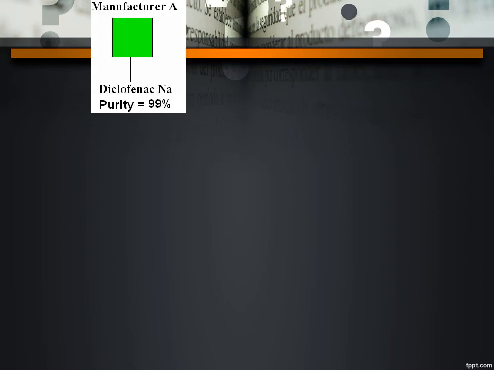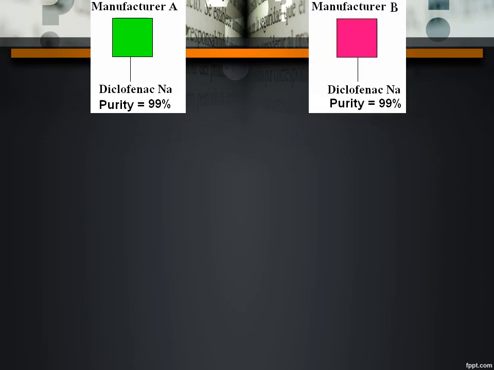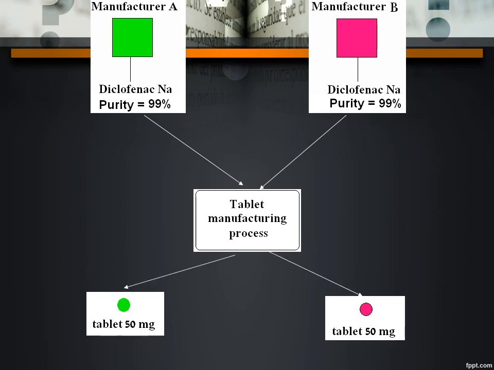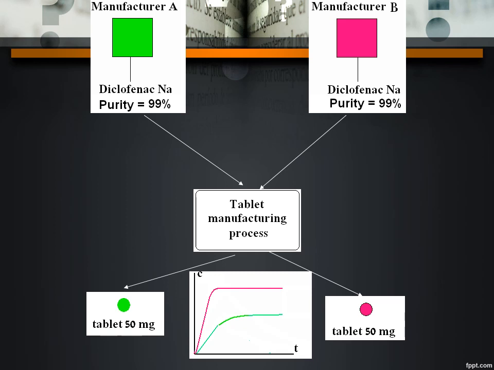Okay, so once again we go into the example of diclofenac sodium. When you have two different manufacturers, even though they undergo the same manufacturing process, they can still produce a different dissolution profile, and eventually you will have different bioavailability. And in this case, this might actually be caused by the formulation factor.